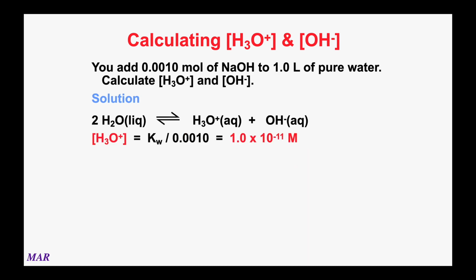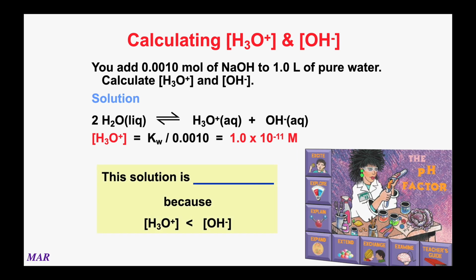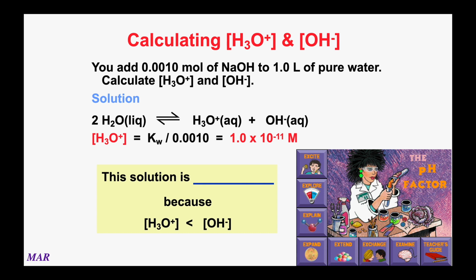When you have 0.0010 mole of sodium hydroxide, the hydronium goes from 10 to the minus 7th in neutral water to 10 to the minus 11th moles per liter. And of course, that's pretty small. This solution would be considered basic. Your hydronium, 10 to the minus 11th, is so much smaller than the 10 to the minus 3 moles per liter hydroxide.